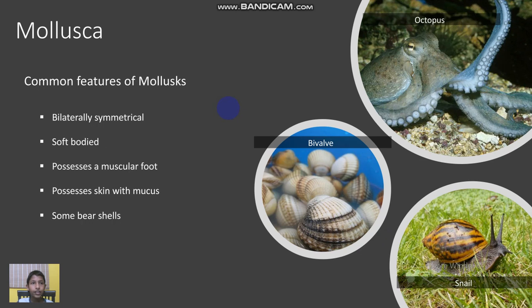Mollusca. This is the third category of main invertebrate groups. The common features of mollusks are that they are bilaterally symmetrical. As I mentioned earlier in annelids, they have soft bodies, they have a muscular foot, they possess skin with mucus, and some bear shells like bivalves and snails. Octopus, bivalve, snails, chitin, cuttlefish, and many more are examples of mollusks. Now, you might think that an octopus is a fish, but actually it's not. Fish have backbones, and octopuses don't have backbones even though they have gills.